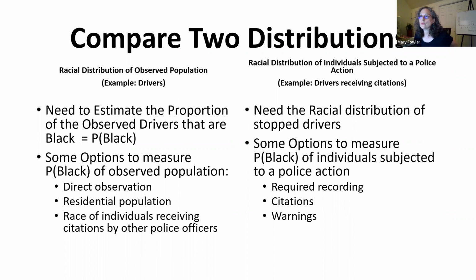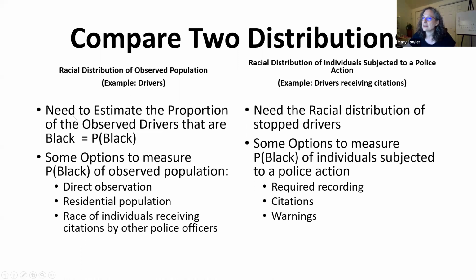So we want to consider the two distributions that we need to compare. The first one is, who is the officer seeing? So the racial distribution of the observed population. For an example that we can hold on to, we sometimes can consider the racial distribution of drivers if we're considering the police action of drivers receiving a citation. So as one of the main examples, we'll refer back to citations and race of drivers.